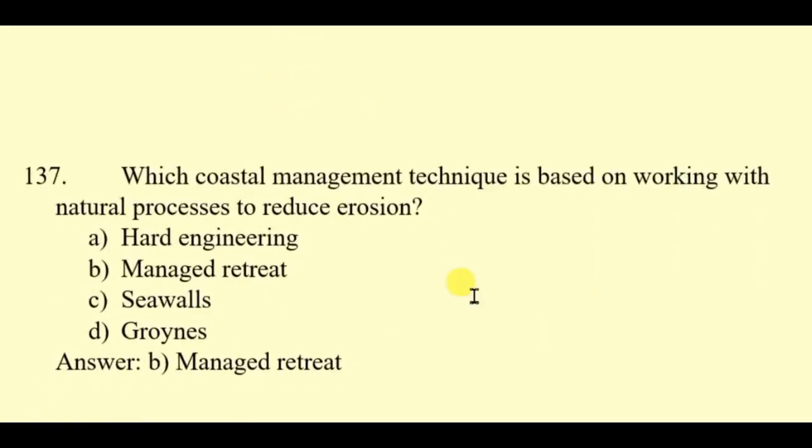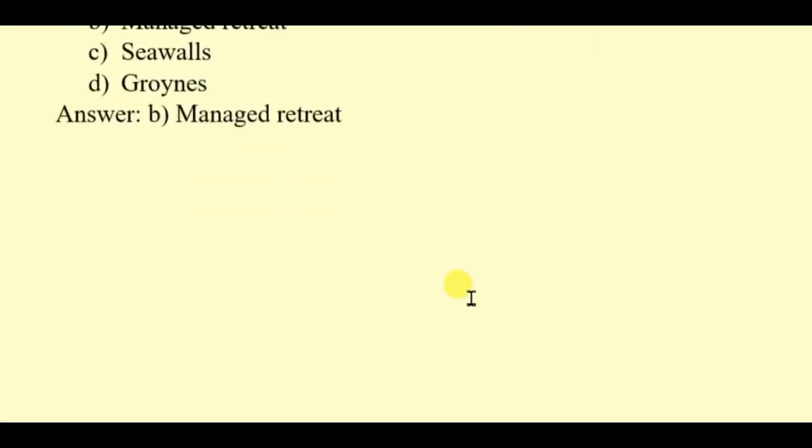Question 137. Which coastal management technique is based on working with natural processes to reduce erosion? Hard engineering, managed retreat, seawalls, groynage. Here the right answer will be managed retreat.